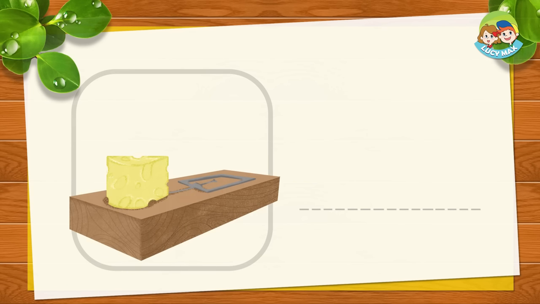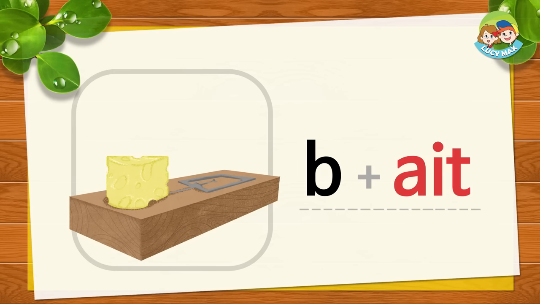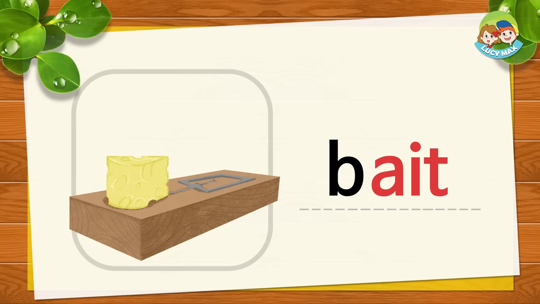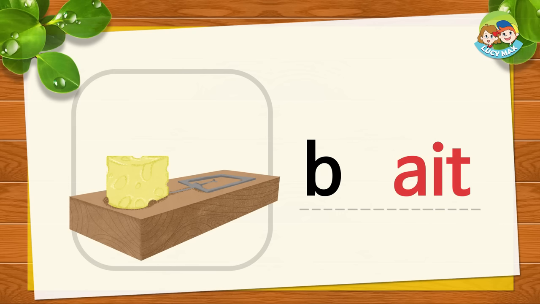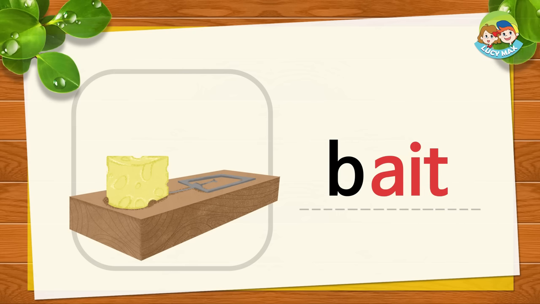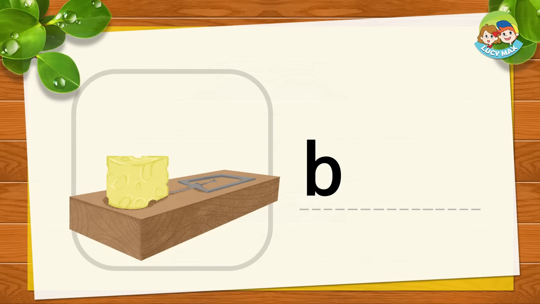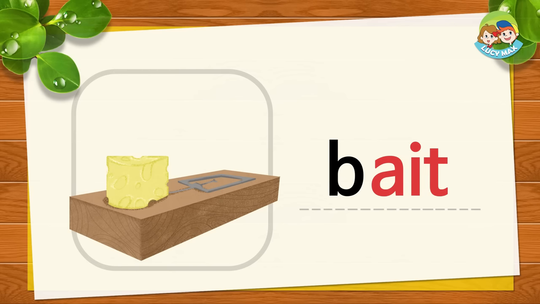Look at the cheese. It's bait to catch a mouse. Bait is food to catch an animal. B and 8 together is bait. B, 8, bait. Say it with me. B, 8, bait. Nice.